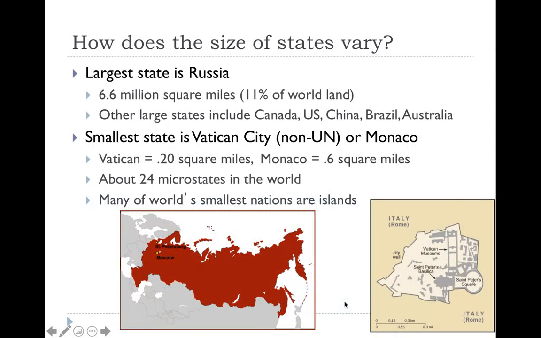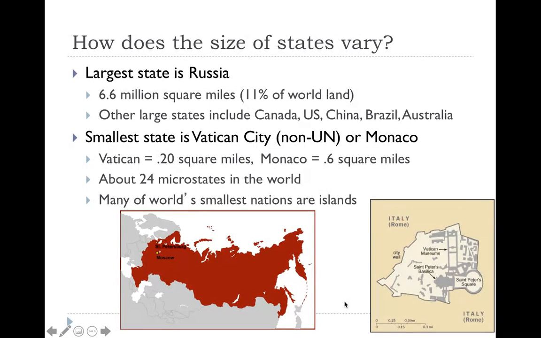When we come to the size of states, this can vary quite a bit. We just talked about the idea of the smallest states here, so those microstates. We look at the largest state in the world is Russia, and it's about 6.6 million square miles, or about 11% of the world's land. So it's a very large nation or very large state.